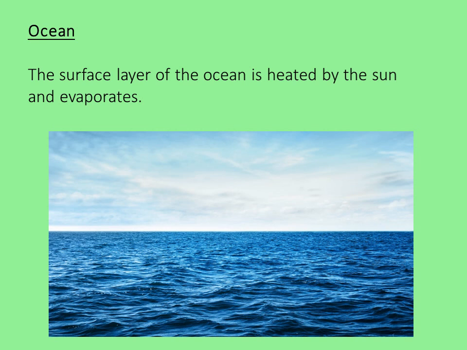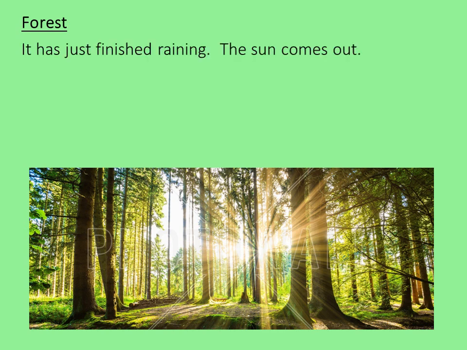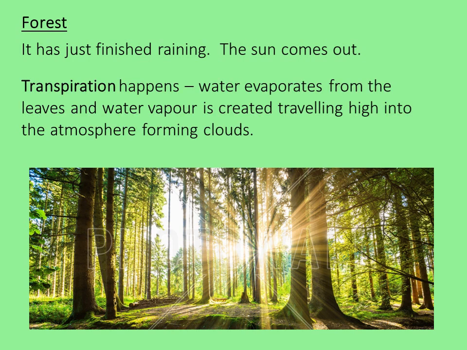It's heated by the sun and it evaporates into water vapor. Now, remember, you don't have to have water boiling at 100 degrees Celsius for it to evaporate. That turns into steam. This evaporates into water vapor, which is less than 100 degrees Celsius. So, if you've got maybe a forest, it's just finished raining and then the sun comes out. Then transpiration happens. Now remember, transpiration is when the water evaporates from the surface of the leaves. So the water vapor is created, traveling high into the atmosphere, forming clouds.